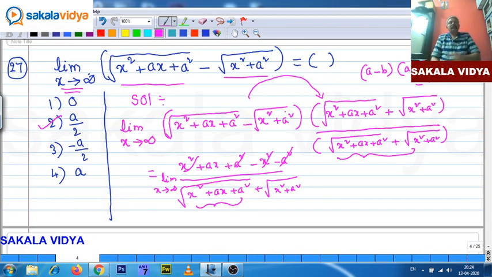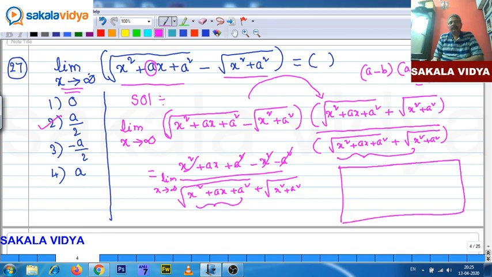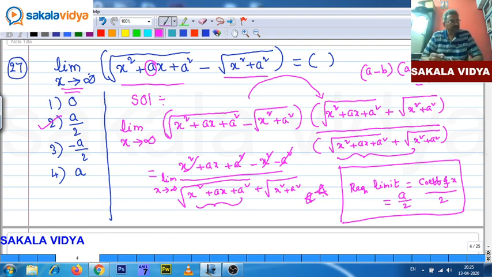Right. So whenever this kind of problem is given, there is a simple technique you can remember: x coefficient by 2. Required limit is equal to coefficient of x by 2. Here coefficient of x is a, so the answer is a by 2. That's all. This is an easy tip, you can remember.